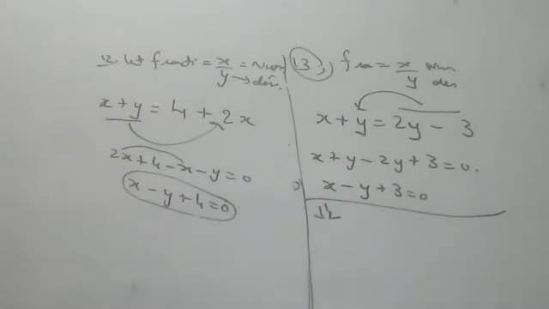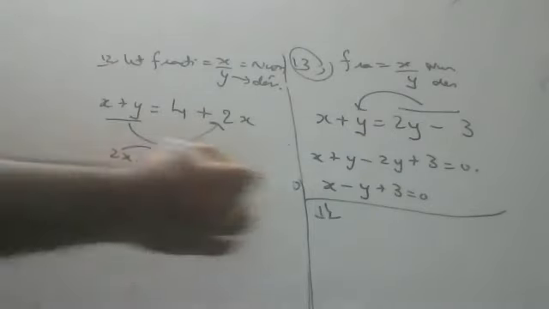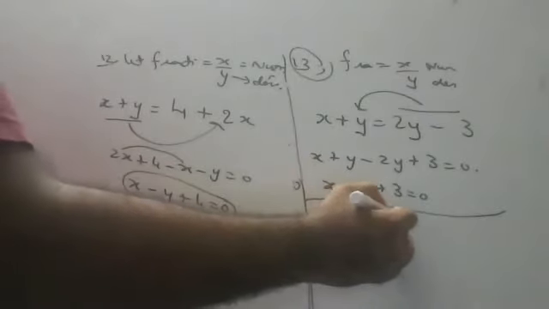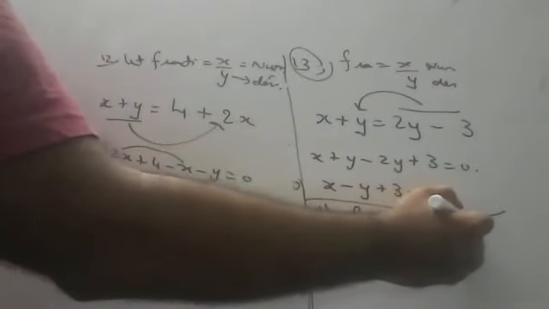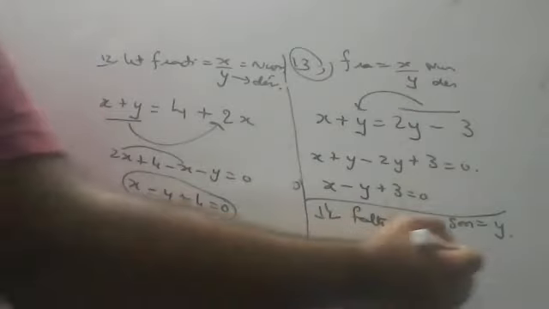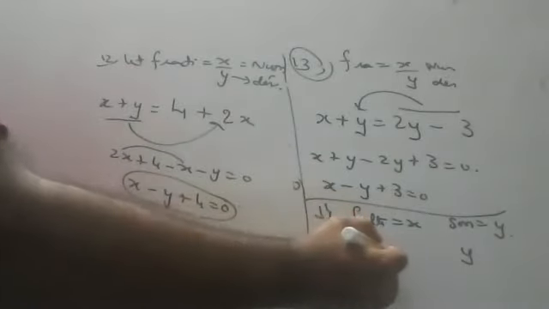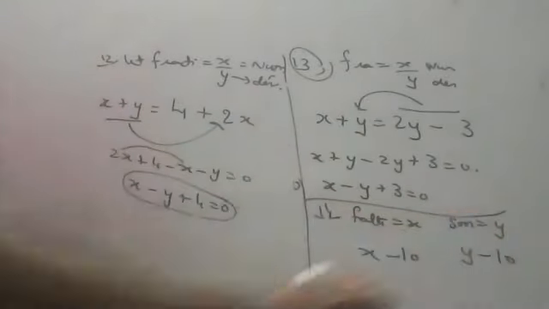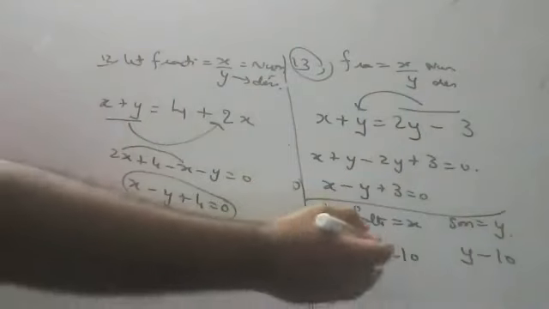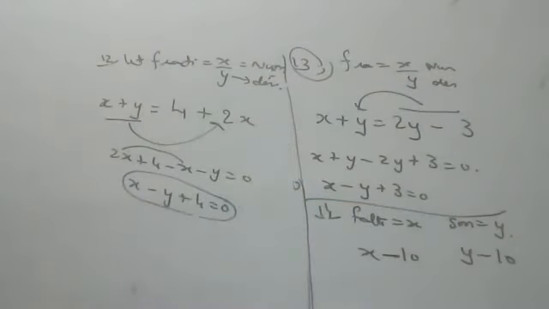Okay, children, next 14th sum. I'm telling all of you. See, children, 14th sum. 10 years ago, father is 12 times as old as his son. Let father's age be x, children, and son's age be y. He's saying 10 years ago. 10 years ago means here minus 10, here minus 10. After 10 years means plus 10, plus 10.